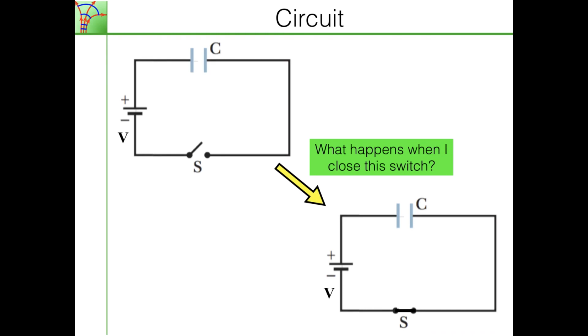So what happens when you close the switch? Well, the battery's trying to maintain a potential difference, right? So it's going to charge up this capacitor positively and this side negatively to maintain a potential difference of V across the capacitor. That's basically what it does.